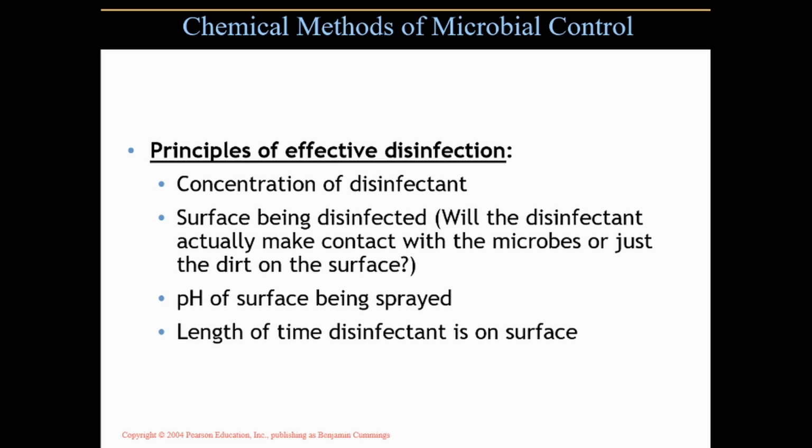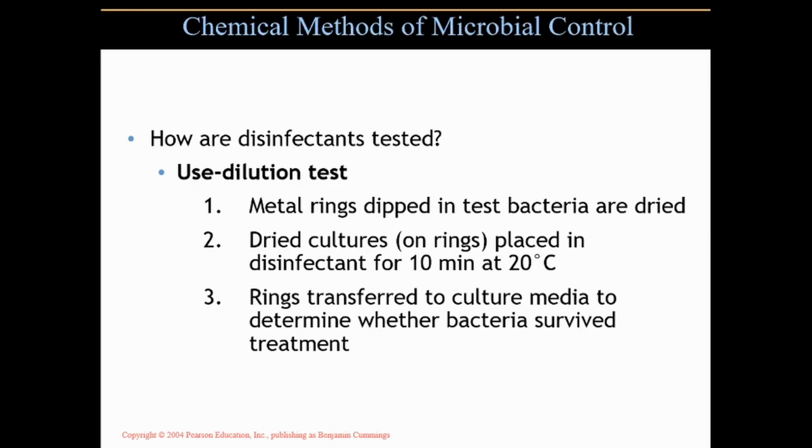This is kind of a repeat of a slide that I mentioned earlier, but I want to look at it with more of a chemical focus. How are disinfectants tested? Well, there's one way called the use dilution test. How good is the disinfectant, or what solution can it be produced at and then sold? Take metal rings, dip them in test bacteria, and then the metal rings are dried. These dried cultures on the rings are placed in the disinfectant for 10 minutes at room temperature, because they want to mimic the actual environment in a home, for example.